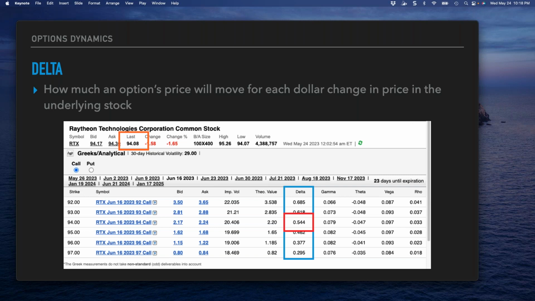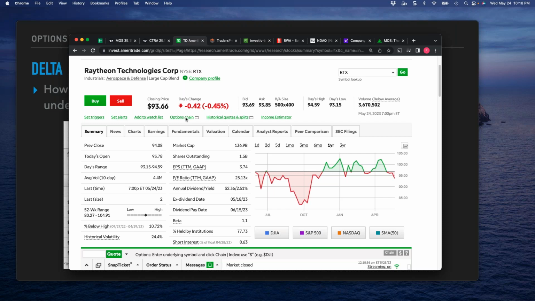Keep in mind also that the delta values I'm showing here for calls are positive numbers. Let's take a minute and take a look at some put options and give you an idea of what these look like.